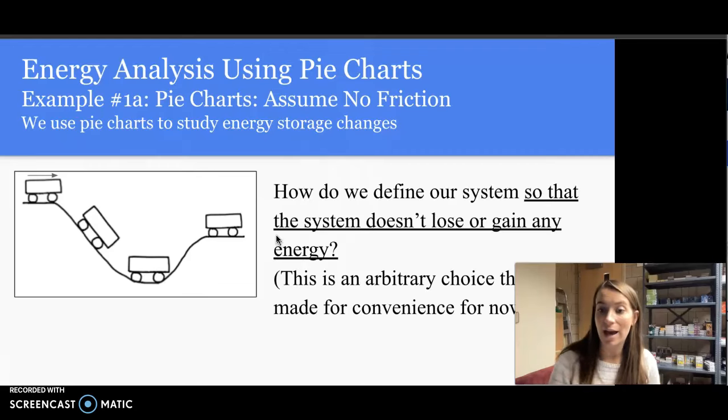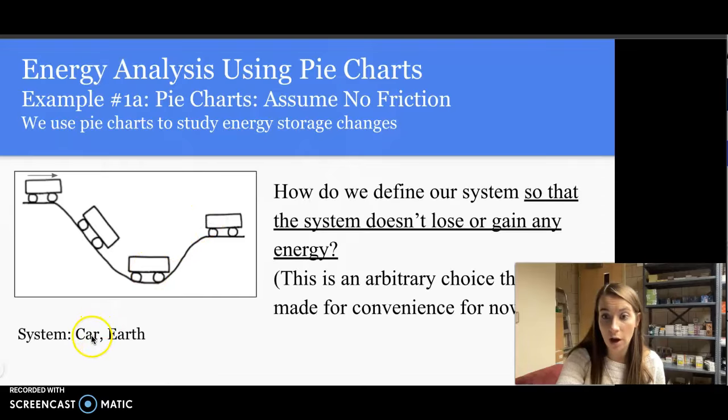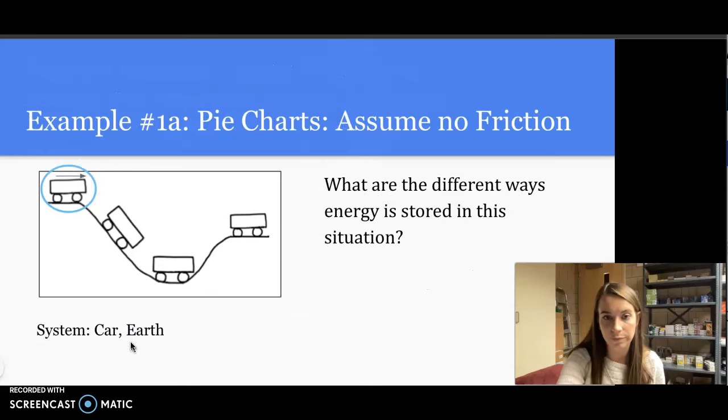So the system are the objects that could have energy in that system. In this system, I'm looking at, okay, there's some height change. So there's going to have to be potential energy, UG, gravitational potential energy. There's motion, so there's going to be kinetic energy. And that's about it. So the objects I want to put in my system are the car, the moving thing, so it can have kinetic energy, and the earth so that it can have gravitational potential energy.